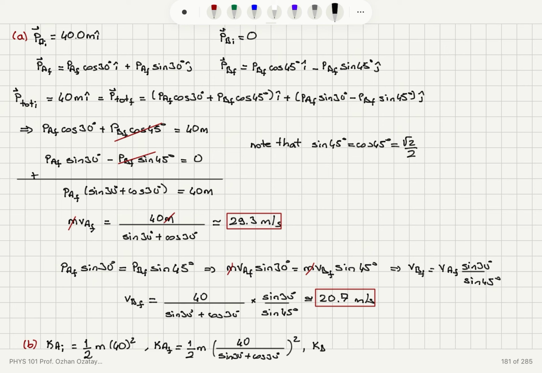What is the initial kinetic energy of asteroid B? It is 0 because it was at rest. What is the final kinetic energy of asteroid B? It is 1/2 m VB final squared, because it has the same mass as asteroid A, where VB final is 40 sine 30 divided by (sine 30 plus cosine 30) multiplied with sine 45, all squared.